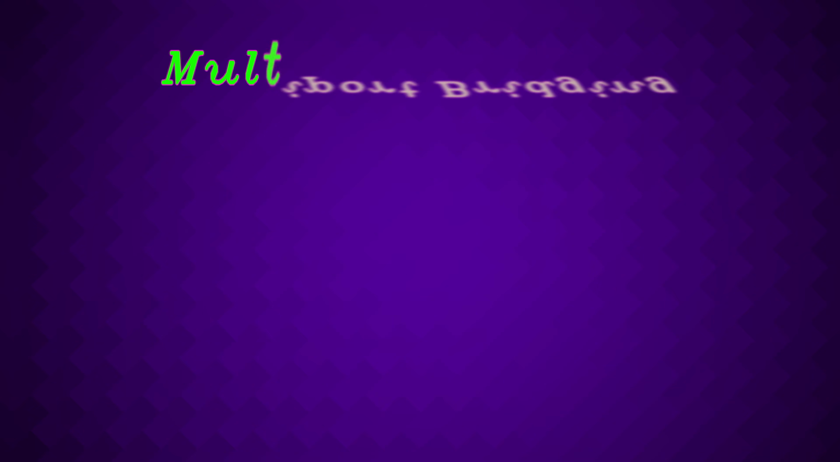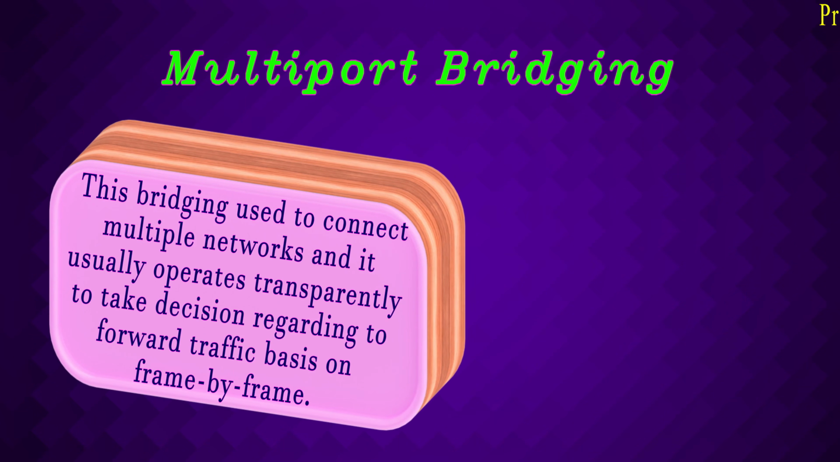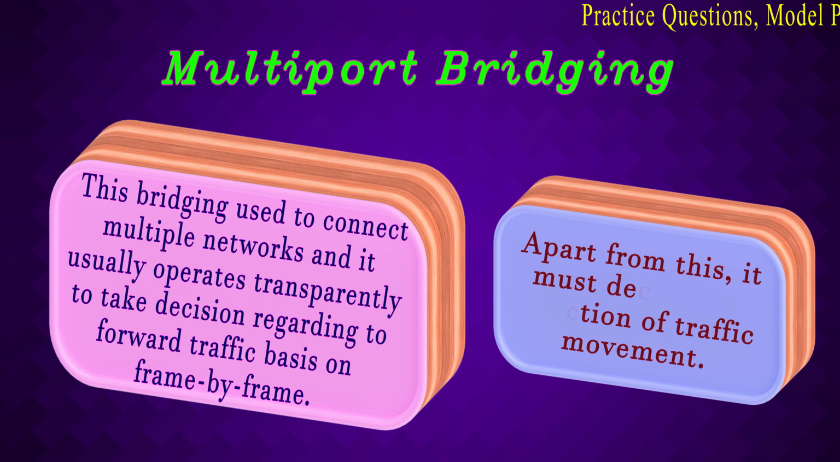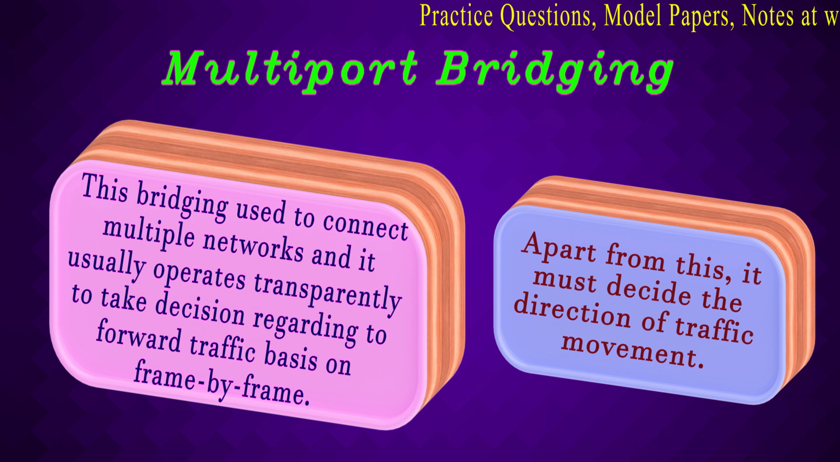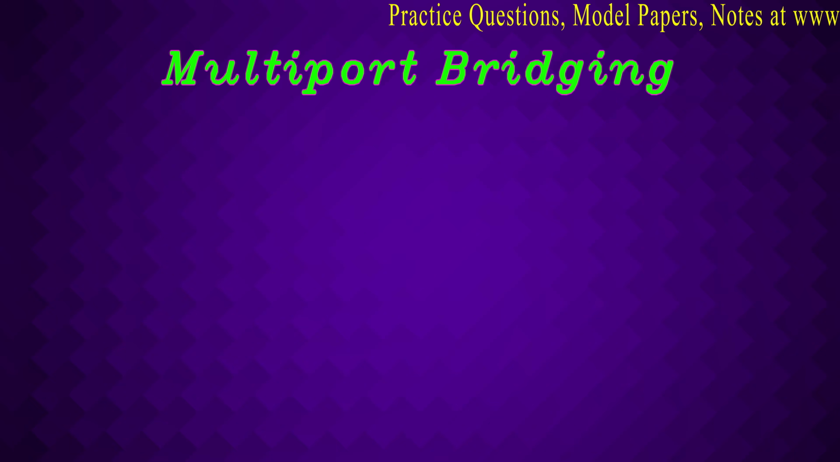So next is multiport bridging. Multiport bridging means that we will definitely have multiple ports so that it gets connected to multiple stations, a number of stations or systems. The important point to notice here is that it has to decide the direction of traffic movement also, so that it can analyze whether the path is busy to transfer the data from source to destination, and if so, it has to wait.